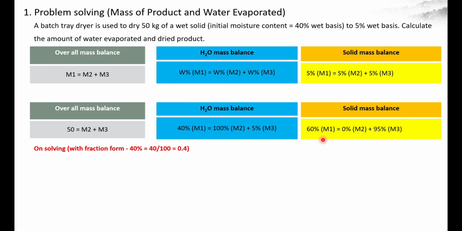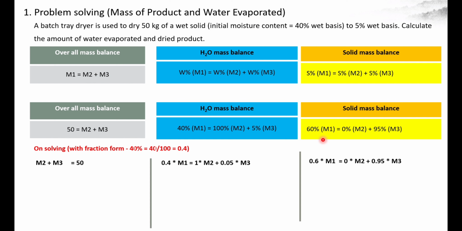For solving purposes, the percentages will be written in terms of fractions. So 40% means 40 by 100, which would be 0.4. 100% means 100 by 100, which would be 1. Now let's list out all the equations we obtained so far. The first equation is M2 plus M3 is equal to 50, that is for the overall mass balance. Then the water balance equation is 0.4 into M1, which is equal to 1 into M2 plus 0.05 into M3. Similarly, we get the equation for the solid mass balance also.